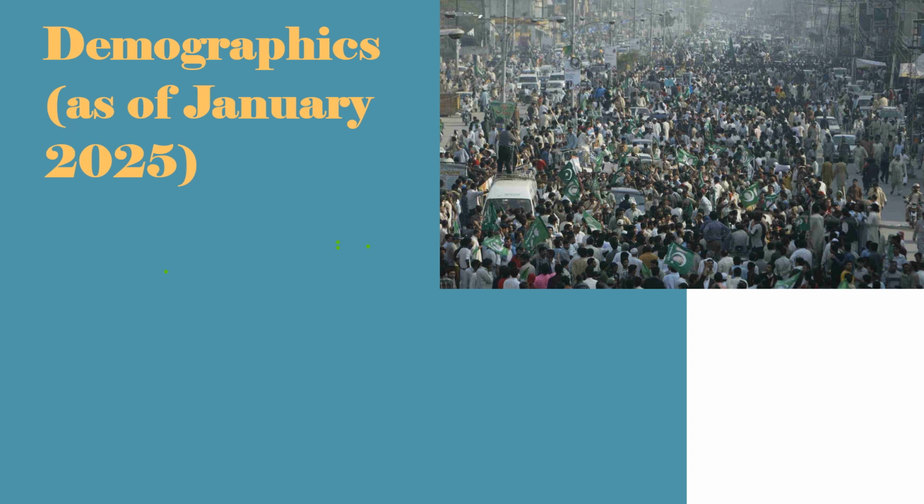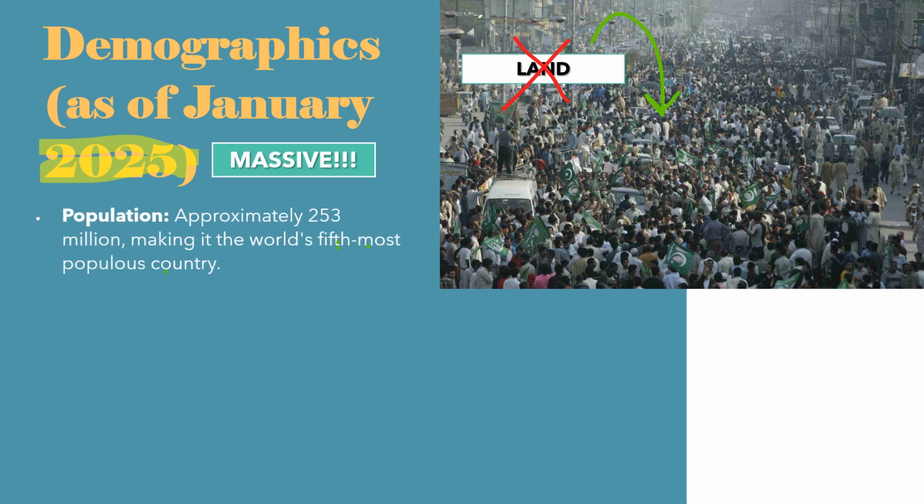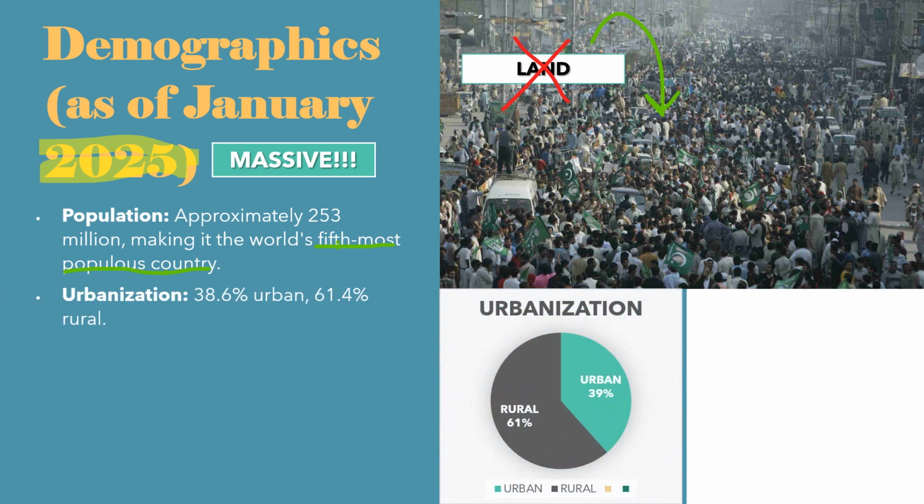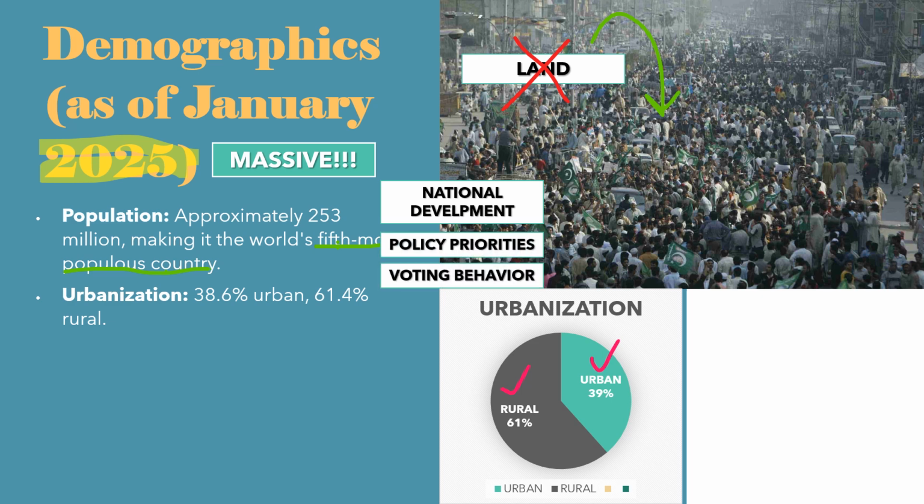When we talk about Pakistan, we're not just talking about land, we're talking about people. And in 2025, that number is massive. With a population of around 250 million, Pakistan ranks as the 5th most populous country in the world. That means every 1 in 30 people on earth is Pakistani. But here's where it gets more interesting. Only about 38.6% of the population lives in urban areas, while the majority, 61.4%, still reside in rural communities. This urban-rural divide plays a huge role in shaping national development, policy priorities, and even voting behavior.